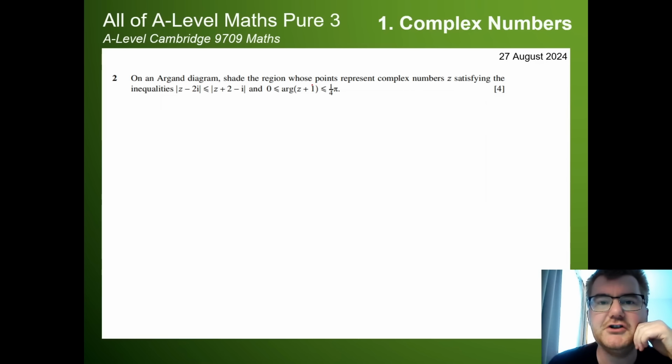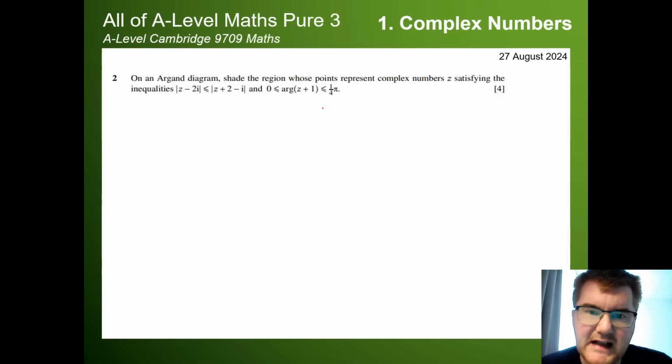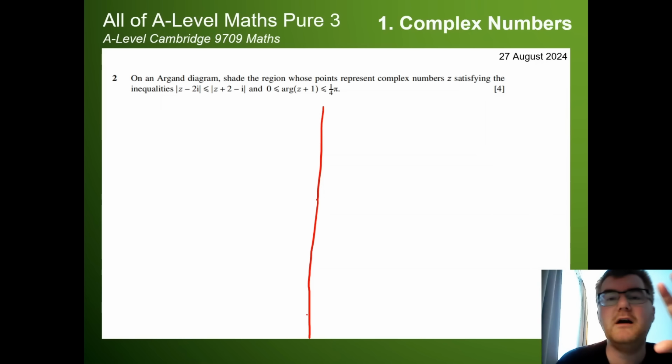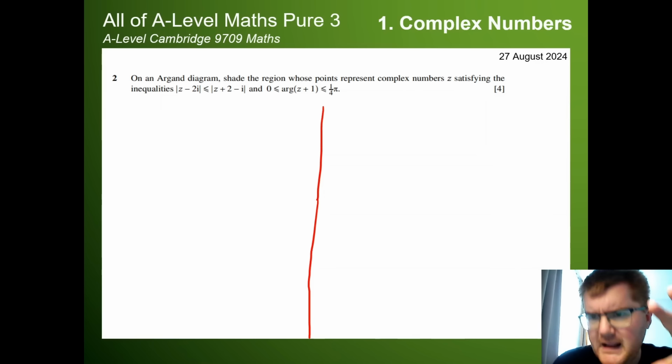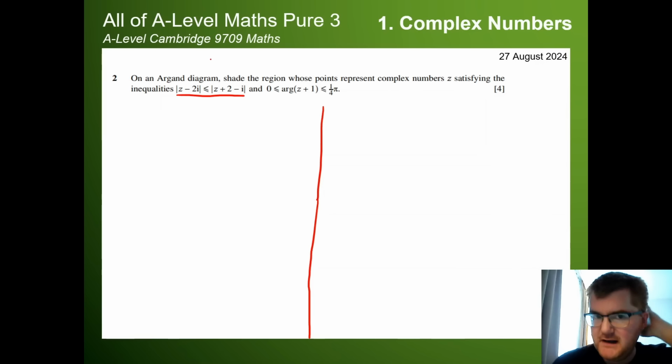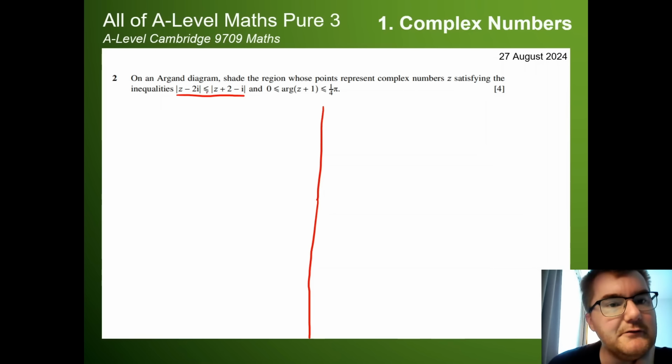So we need to shade the region whose points represent complex numbers z satisfying these particular inequalities. Now, to help you understand this, what I tend to do is I have one diagram where I'm working in the real and imaginary plane, and then I have one which is working with standard coordinate geometry, and you can see the parallels between that. So first of all, we want to start with this one over here. |z minus 2i| is less than or equal to |z plus 2 minus i|.